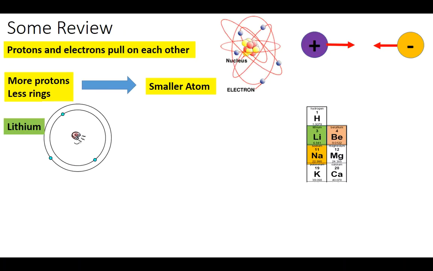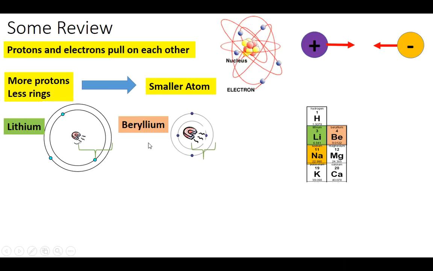So let's start off with lithium, the one in the corner. Lithium has a very little magnet. It has 3 protons on the periodic table, and that's not very many protons. So it doesn't pull very hard on its rings, and they're able to relax a little bit and stretch out. So lithium, even though it doesn't have very many things in it, takes up quite a bit of space because its electrons are allowed to spread out because of the small magnet in the middle.